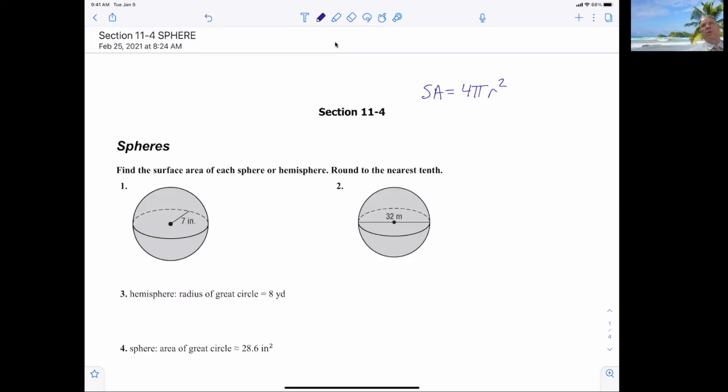4 pi r squared. All right, so it's basically what? 4 times the area of the circle. That's the surface area of a sphere. The volume of a sphere is 4/3 pi r cubed.